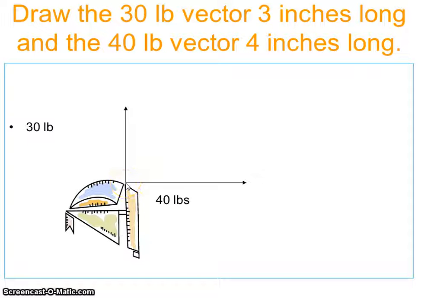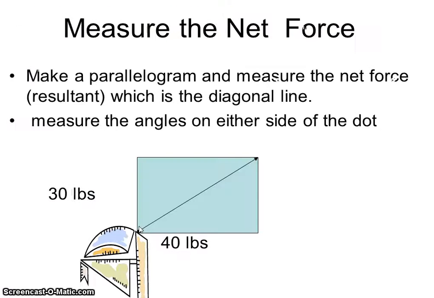Once you have your scale, what you're going to do is draw your vectors in the right direction and the scale. So you've got this one equals 40 pounds. When you're doing this drawing, you have to choose: are you going to use centimeters, inches, what are you going to use? All right, so this one is longer than this one. Once you have those, you're going to make your parallelogram.